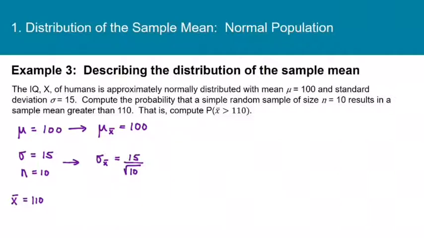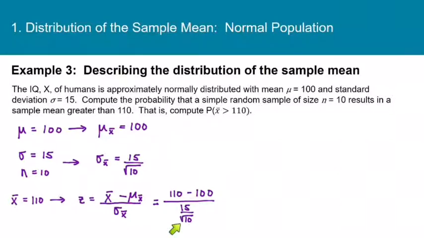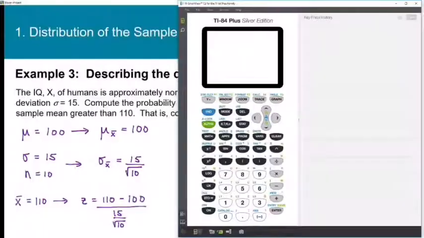Okay, now we're ready to calculate z. So for X bar equals 110, z is going to be X bar minus mu sub X bar divided by sigma sub X bar. That's going to be 110 minus 100 all over 15 over square root of 10. Now let me show you how I enter this in the calculator. You see, it's very important that you get this into the calculator using the correct order of operations. And what this says is that this difference should be divided by this quotient. And I don't want to have to get a decimal approximation anywhere along the way, because I don't want to have to round off and then use that rounded off number to do another calculation.